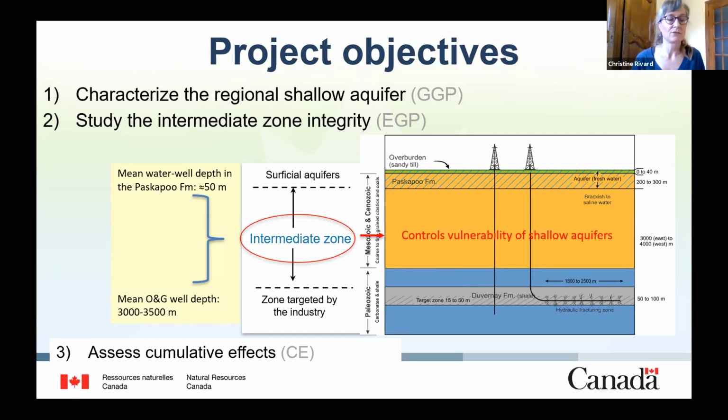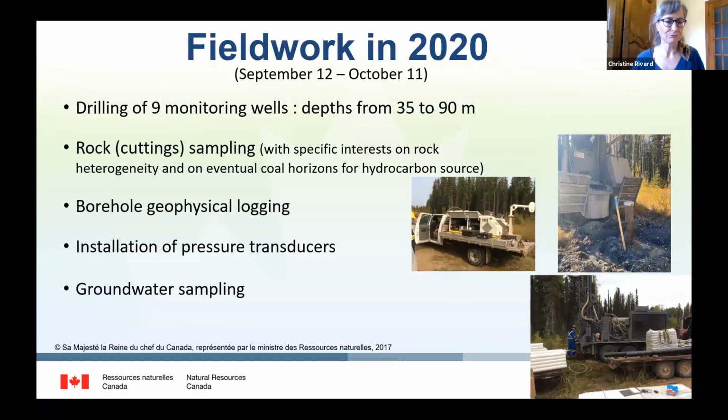And the third objective is to assess cumulative environmental effects, including a general study that aims to identify challenges and barriers, and that will include recommendations for improving the process and current practices.